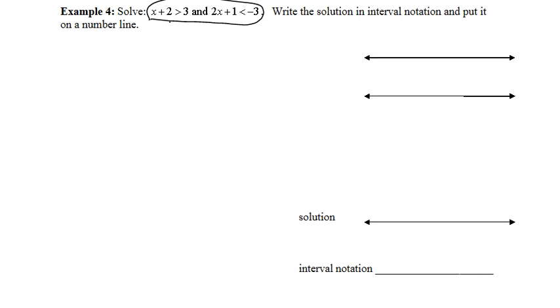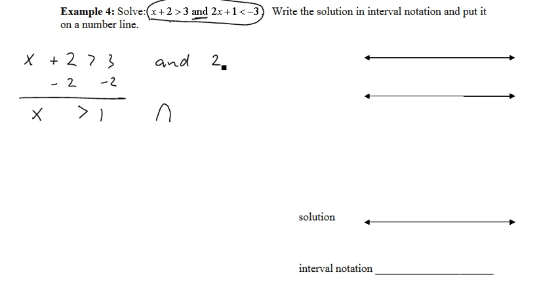So where are these solutions and at the same time these solutions? Where do they intersect? So on x plus 2 is greater than 3, we're going to subtract 2, and we'll get all numbers greater than 1. If you don't feel like writing the AND symbol, you can always use the intersection symbol instead.